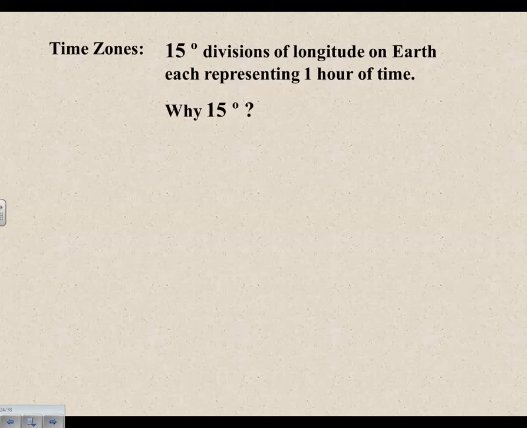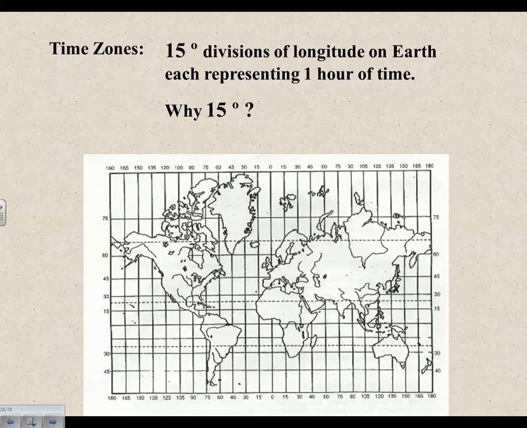Remember that certain parts of the Earth are only facing the sun certain times of the day. So obviously we've created different time zones so that it compensates for the fact that the Earth's rotating into the daylight and out of the daylight. Time zones are 15 degrees apart. They represent 1 hour of time.